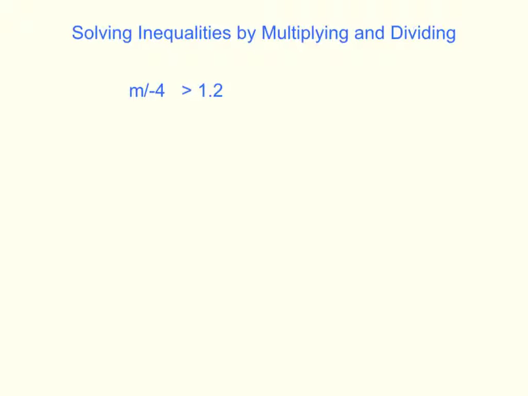All right, we're going to solve this inequality by multiplying or dividing. I notice that m is being divided by negative 4, so the inverse operation would be to multiply both sides by negative 4. So 1.2 times negative 4. Now on the left-hand side, if you like, you can add the 1 underneath the negative 4 so that you can see the fraction form. The negative 4's cancel, leaving m over 1 or just m. And on the right-hand side, we have 1.2 times negative 4, which is negative 4.8.